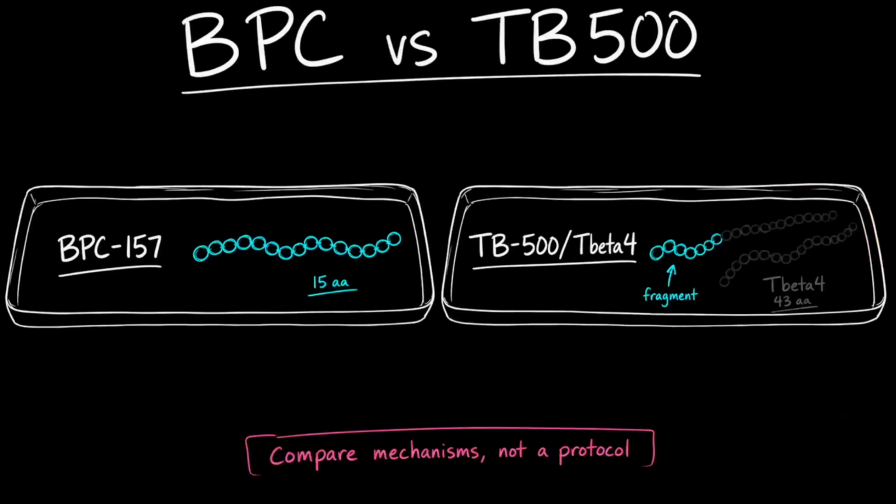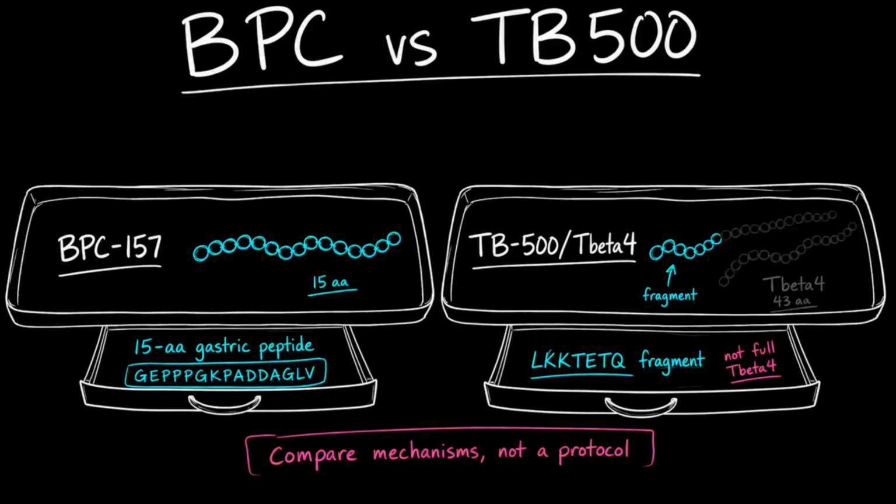So let's compare TB-500 with BPC-157, because people often talk about these two compounds together. And the key here is not which one's better. We're just going to look at both of them and where they might overlap or be different. BPC-157 is usually described as a synthetic 15 amino acid gastric peptide. TB-500, on the other hand, is the 7 amino acid fragment from thymosin beta-4. It's not the full thymosin beta-4 peptide.